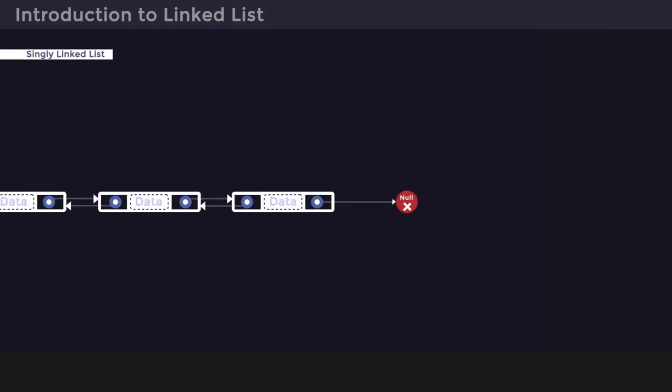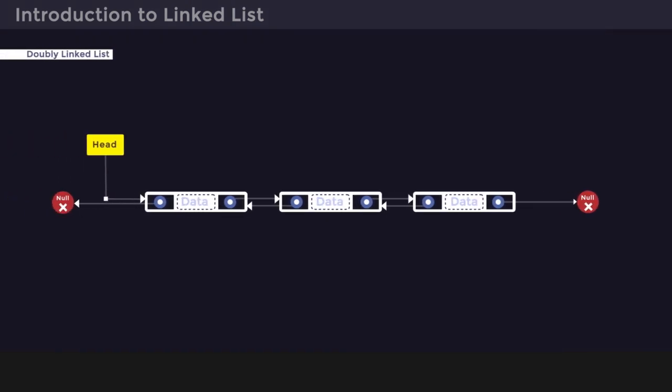The next type of linked list is called doubly linked list. As you can remember, in the singly linked list, each node has a pointer to its next node. However, in the doubly linked list, each node also has the address of its previous node. This is the only big difference.